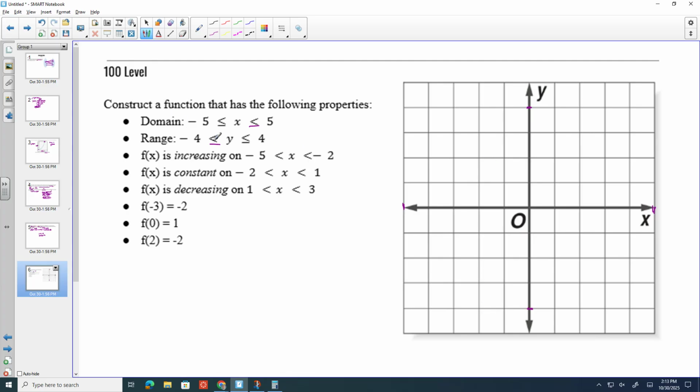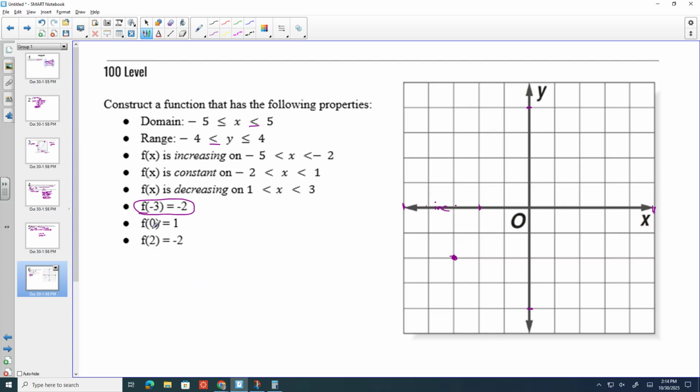Now, the function has to increase on the interval from -5 to -2. So from here, -5, -4, -3, -2, we need to be increasing on that interval. You'll also notice right here that we're told that for an input of -3, the function should give an output of -2. And that's going to fall in that interval. If the input is -3, the output is -2. So that point has to be on the graph.